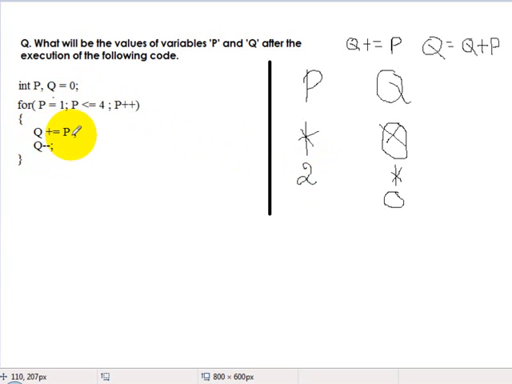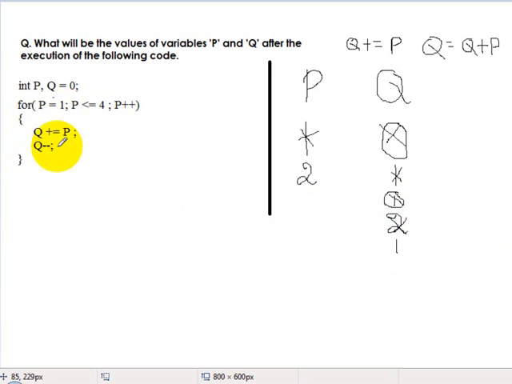So q plus equals p means q equals q plus p. Now q is 0, p is 2. So 0 plus 2 equals 2. The new value of q is now 2. Okay. And q minus minus means 1 is subtracted from the current value of q. So 2 minus 1 is 1. Okay.